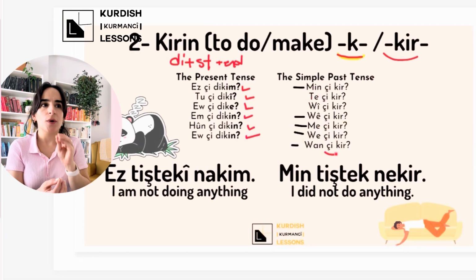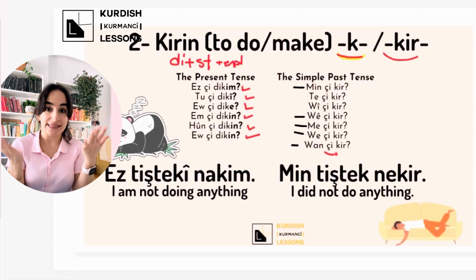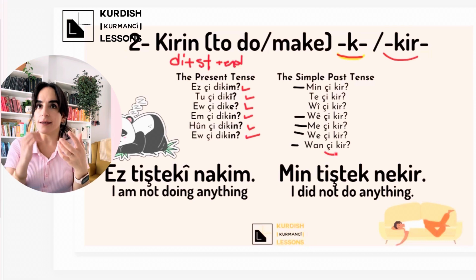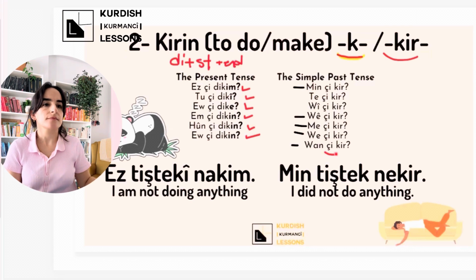In Kurmanji, when you conjugate a verb in the past tense, and if the verb is transitive, you need to conjugate your verb according to your object. So chi is singular, that's why you use kir. Not kirim, not kiri, not kir, no, just kir. Okay? Here we have as tishtek nakim. I'm not doing anything. Or in the past, min tishtek nekir, I didn't do anything. Very useful two sentences, right?